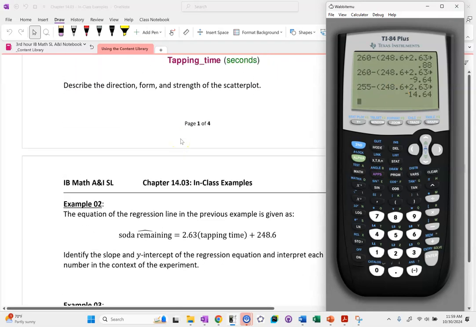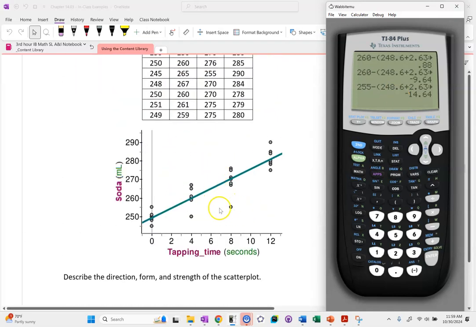So if you went back and looked at the graph, I think this is the 8, 255. You notice that it's below the regression line. Before, this is the 4, 260. Notice that one is just slightly above the regression line. So this distance was 0.88, where this distance was 14.64. Everybody feels okay with what that residual is saying?